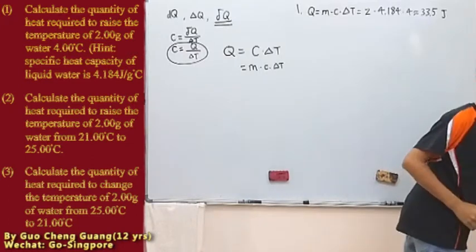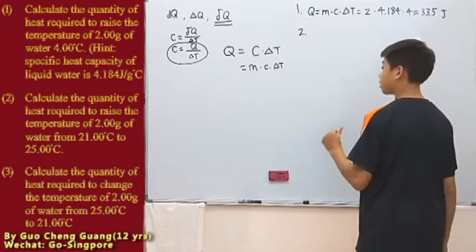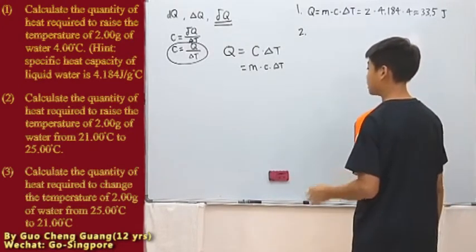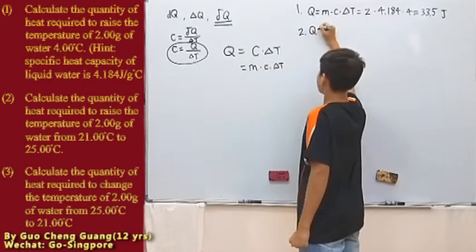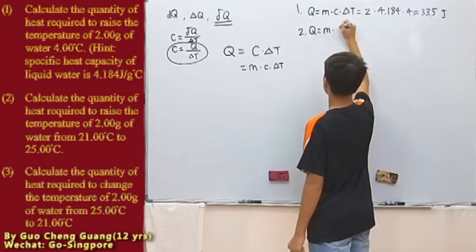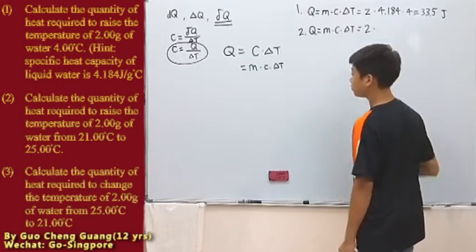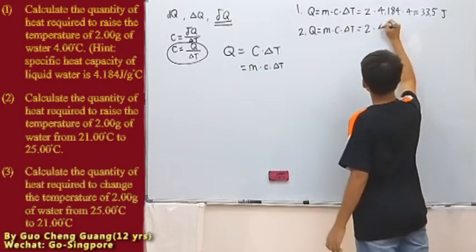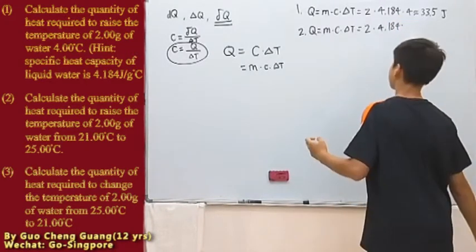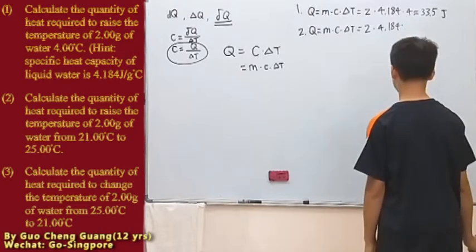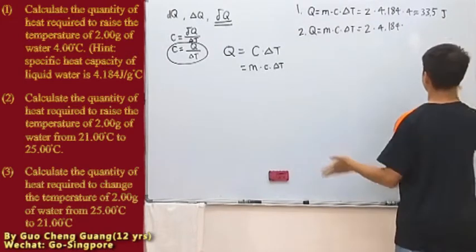Okay, next part here. Second part. You want to calculate the quantity of heat required to raise the temperature of 2 grams of water. Well, you still want this Q here, so Q you already have this part. 2 grams of water, 2. Water, 4.184, from 21 degrees Celsius to 25 degrees Celsius. 21 and 25, so subtract that, you get 4.